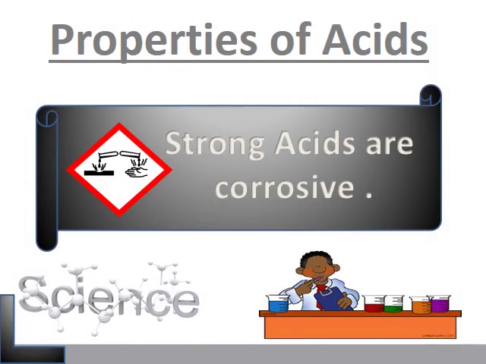So here is the third property, and you already knew that strong acids are corrosive. You cannot touch them, you cannot drink them. They can burn your skin, they can burn where they are spilled. So strong acids are corrosive, means they have burning action. So we are not supposed to touch them as such.